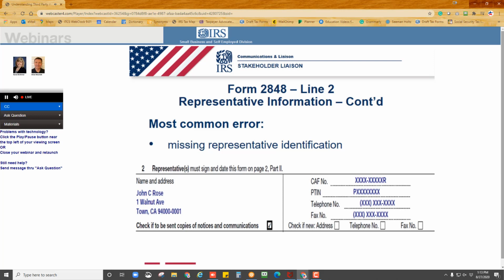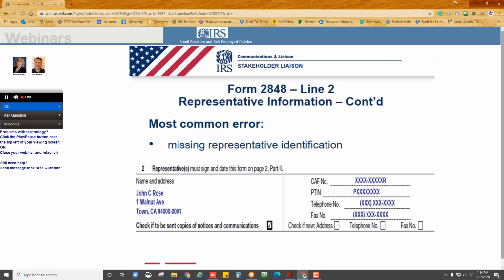The most common reason for rejecting a Form 28 during processing to the CAF is missing representative identification. So here's a couple of tips. If you have a CAF number, enter it every single time. If you leave the CAF space blank, we might think that you don't have a CAF number, and we might assign you another one, and then you end up with 2 CAF numbers, and that's not good. It's not the end of the world, but it's not good.